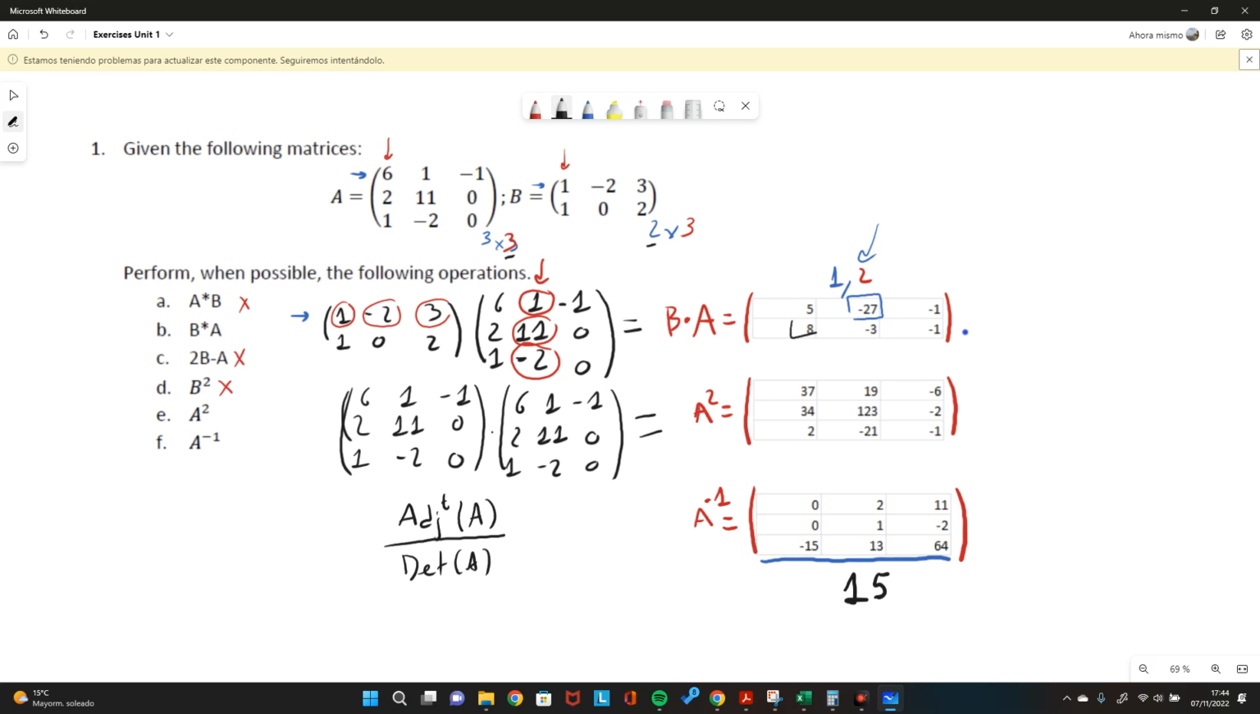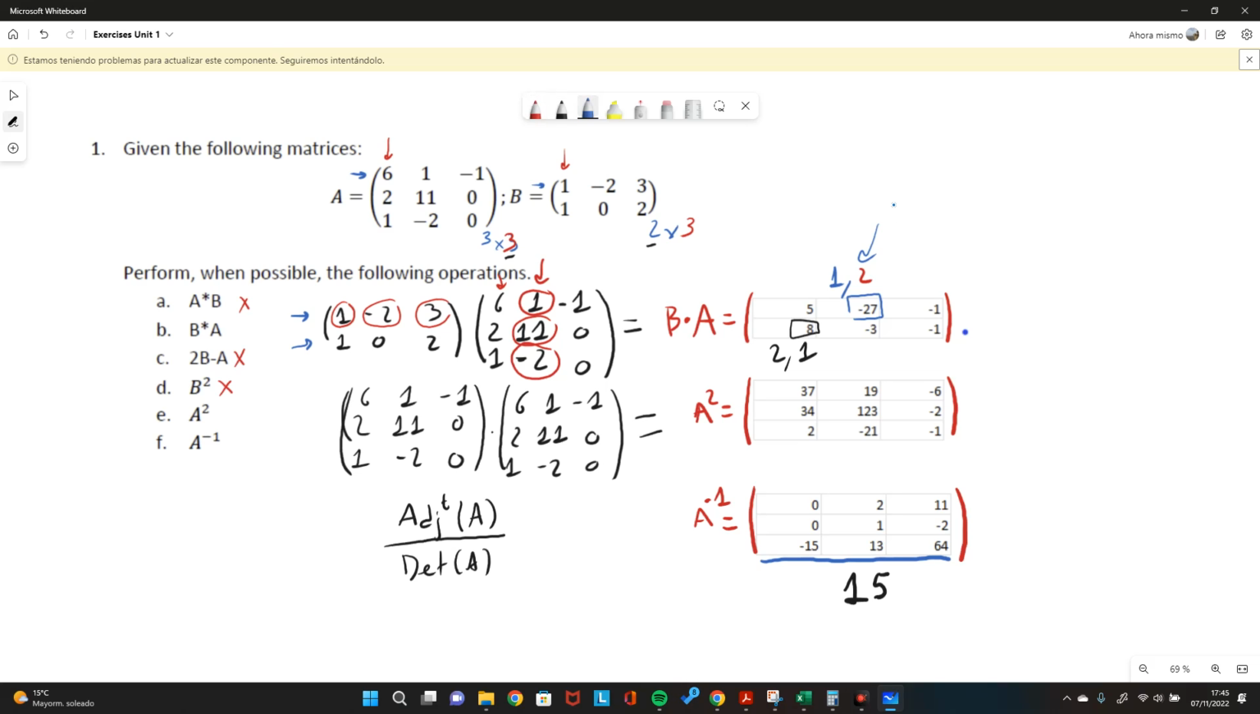For another element, for example the number 8, as it is the element 2, 1, you take the second row and the first column. That's how you do the trick. This is 1 times 6 plus 0 times 2 plus 1 times 2. So this is 1 times 6, which is 6, plus 2, which is 8. That's pretty much it.